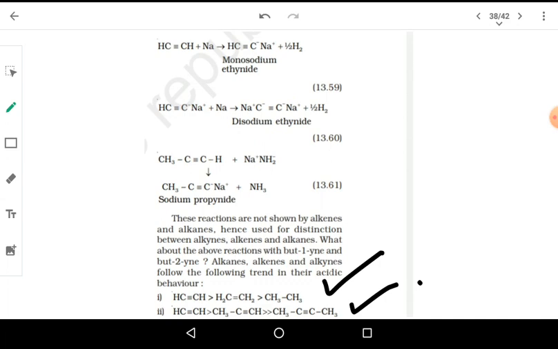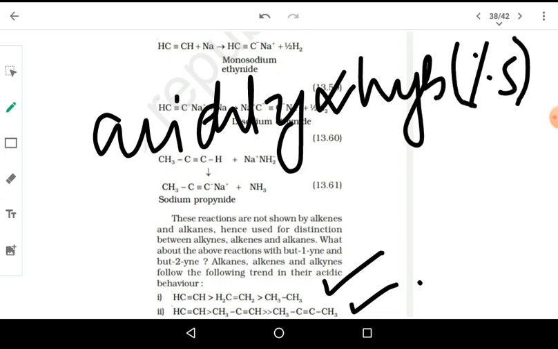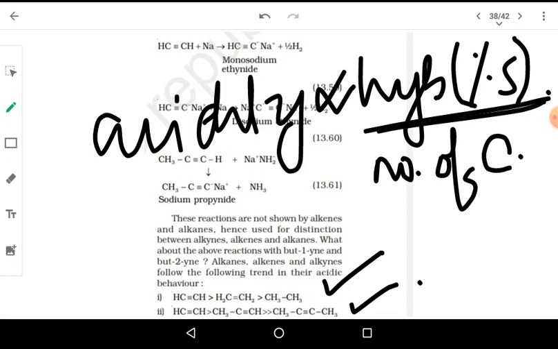If we are asked to compare the acidity of different compounds, like the one which was asked in 2017, step number one is to take out the hybridizations. More the S character, more is the acidity. This is the first comparison. And if we have two compounds having the same hybridization, then lesser the number of carbon, more is the acidity. This is the important point to note. Acidity is directly proportional to hybridization, or percentage S character, and it is inversely proportional to number of carbon. This is the most important point. Using this, we can solve any questions related to acidity orders.